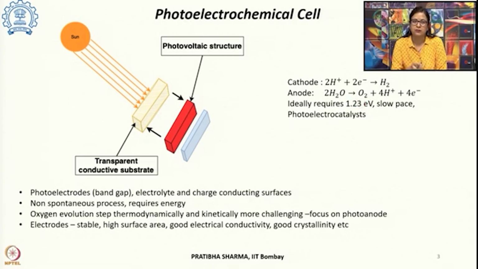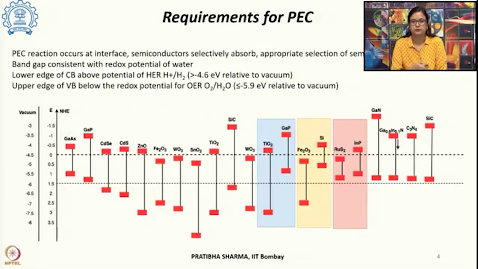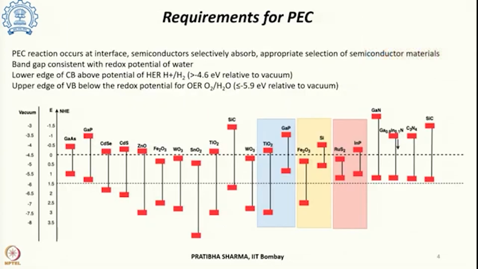So, if we see most of the literature, most of the research has been focused on developing suitable materials for the photoanode. Again, the electrodes need to have certain characteristics: they should be stable under irradiation conditions, they should have high surface area to provide the required regions for the reaction to take place, and they should have good electrical conductivity and good crystallinity. The photoelectrochemical reaction occurs at the interface, the electrode-electrolyte interface.